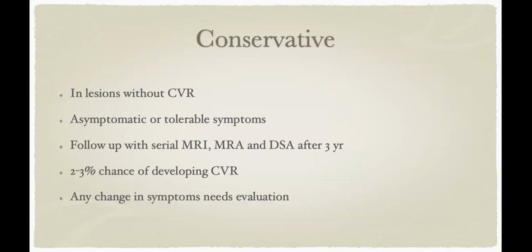So conservative therapy is basically recommended for type 1 or type 2A, in which the lesions do not have a corticovenous regurgitation. So these are asymptomatic or having tolerable symptoms, but these patients need to be observed because even in the Borden series, they found that almost 2 to 3% of patients have a chance of developing a corticovenous regurgitation, and that's why these patients can actually turn aggressive. So these patients can be followed periodically with an MRI, MRA, or DSA every 3 years, and any change in symptoms needs an extensive evaluation for their aggressive nature.